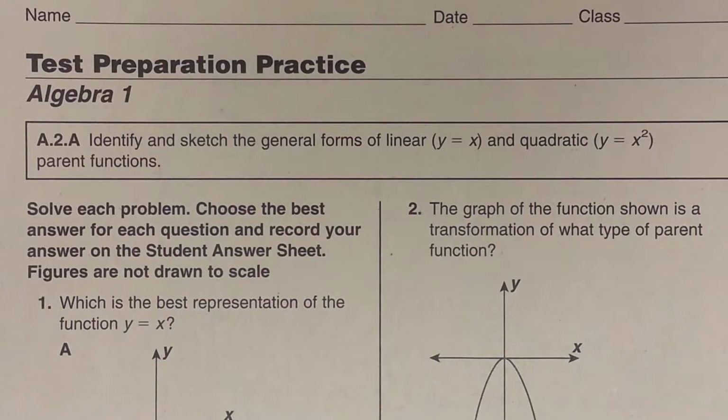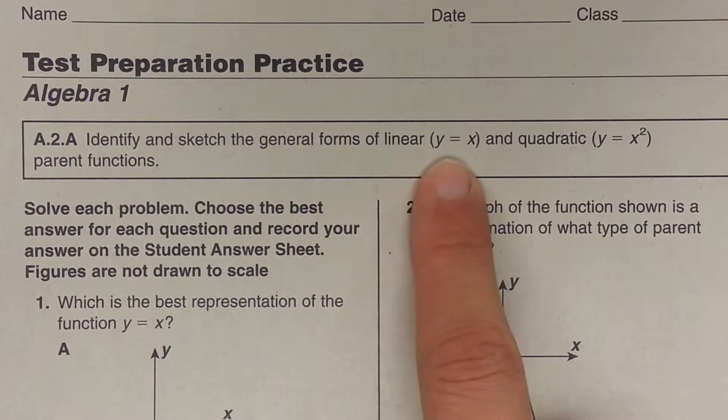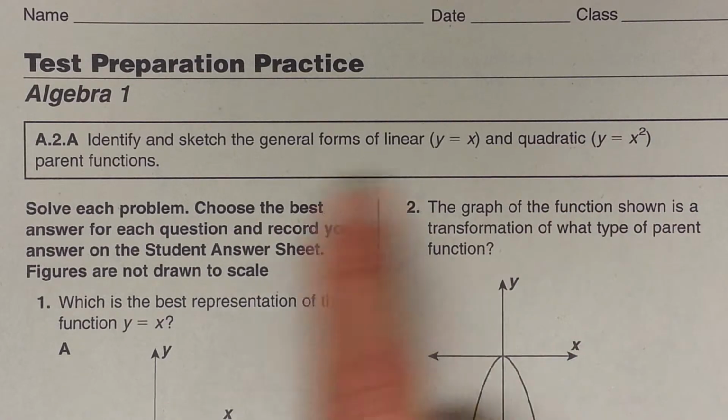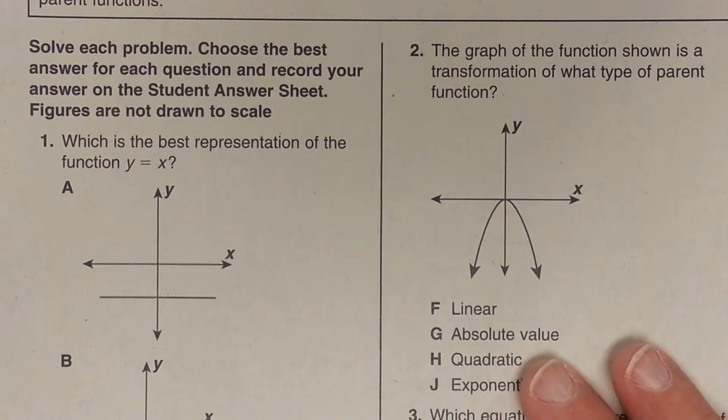For today, what we want to look at is A.2.a, identify and sketch the general forms of linear, y equals x, and quadratic, y equals x squared parent functions. And we've studied those quite a bit lately. Let's look at problem 1.